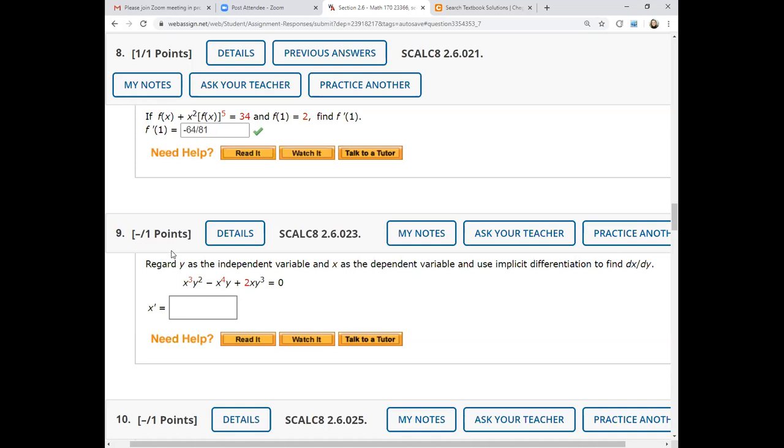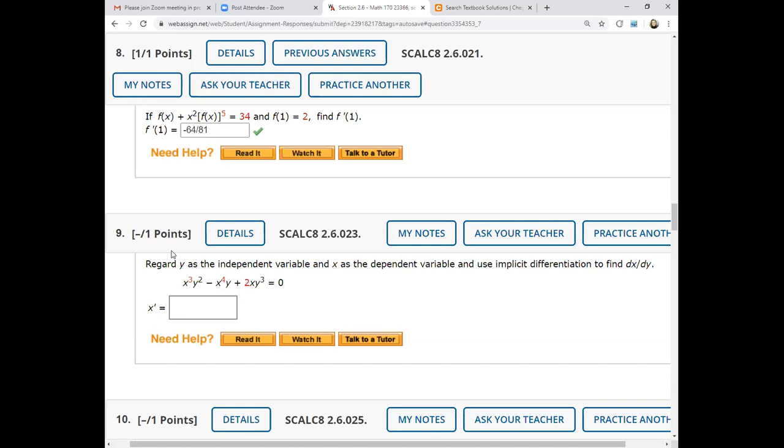So the second one is, I lost my train of thought here. So we have 2y, and then I have to take the derivative of x cubed, and I multiply that by x cubed.